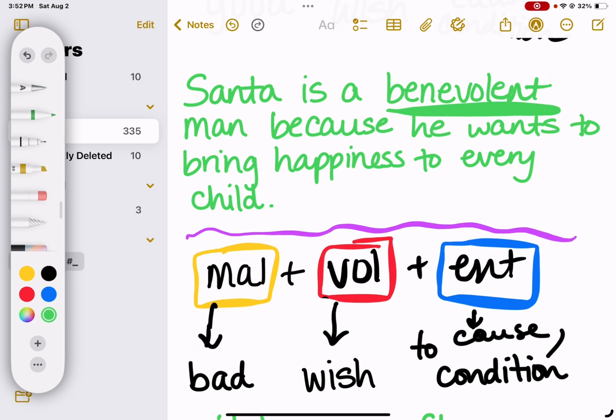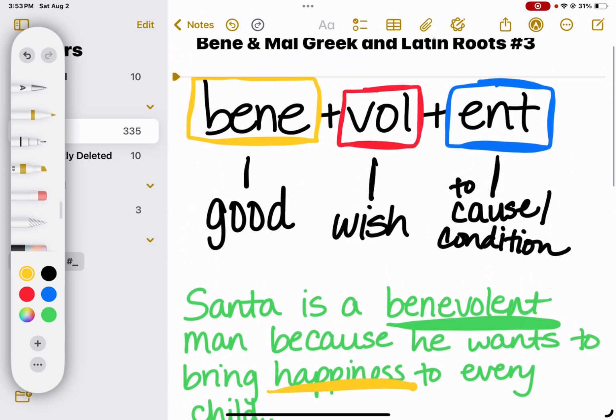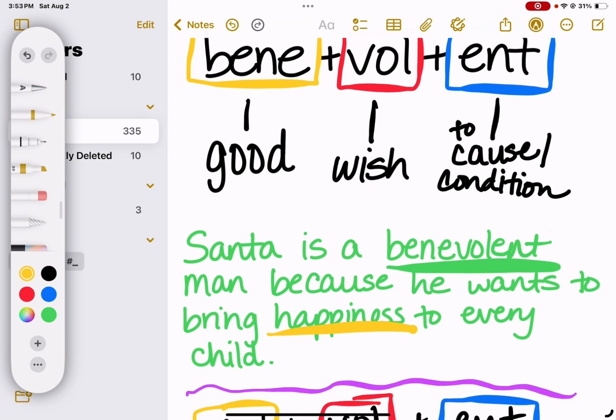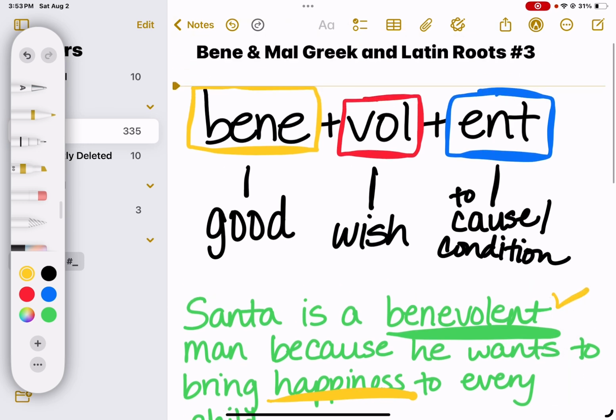Obviously it's an adjective, right? It's describing man. So I'd ask them, is that giving a positive or negative feeling? Santa is a benevolent man because he wants to bring happiness to every child. Then I'd probably get kids to tell me it's probably happy because of the word happiness. It probably means something good. Then we would break it down, and I would show them bene means good, vol means wish, and ent means to cause or condition. And guess what? They would be right. Benevolent meant something good.